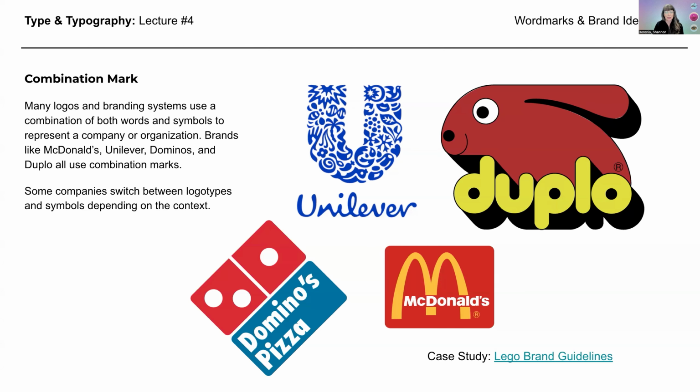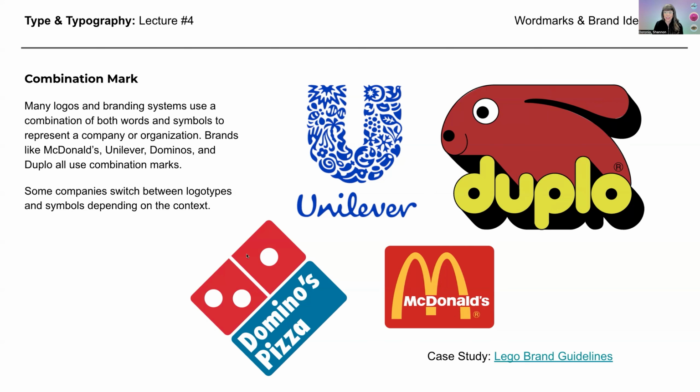Many logos and branding systems use something called a combination mark. And this is a mix of both word and symbol to represent a company or an organization. So think about brands like McDonald's, Unilever is especially unique, Domino's, Duplo, all of these things use combination marks. So in the Duplo combination mark, we may have been used to seeing the single word mark on its own, but within the brand system, there is a combination mark that can be used when appropriate. And that combination mark includes the Duplo bunny. McDonald's, we have a combination mark of the golden arches with the word mark.